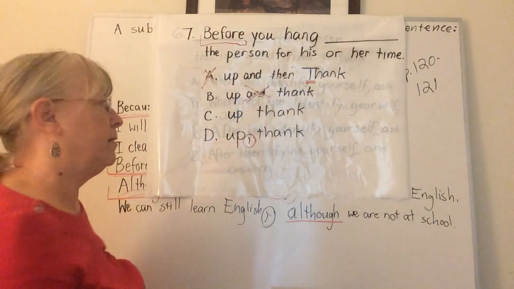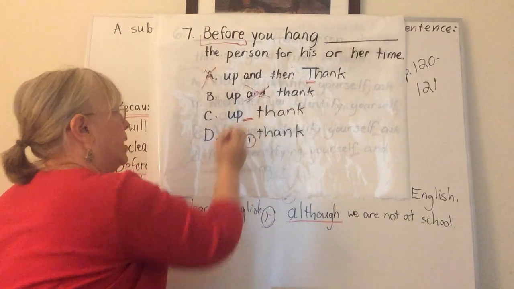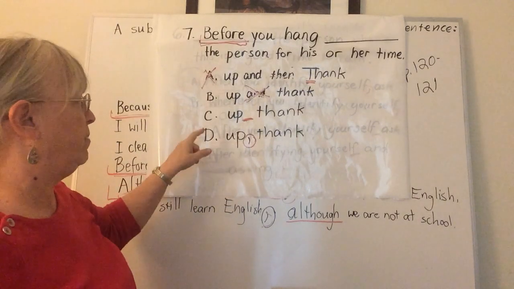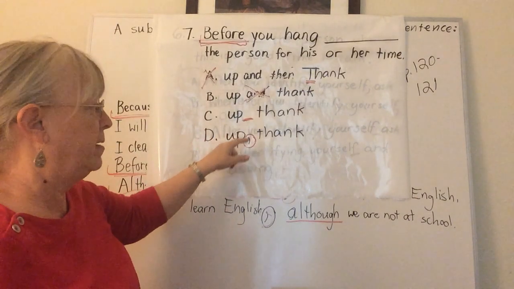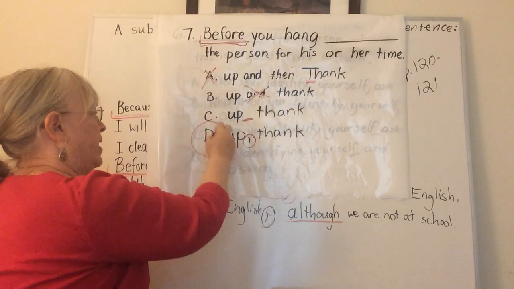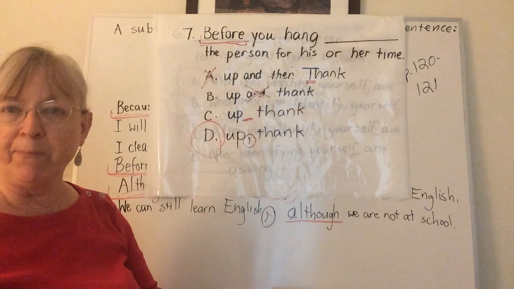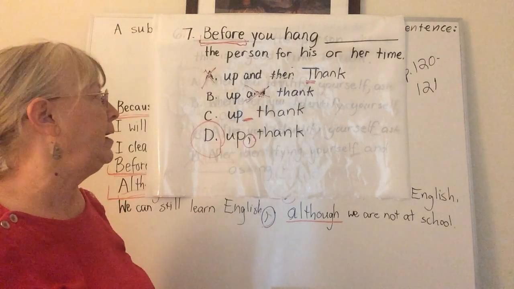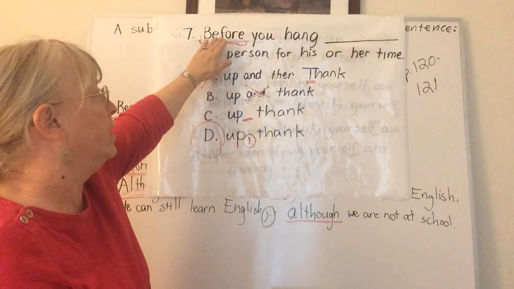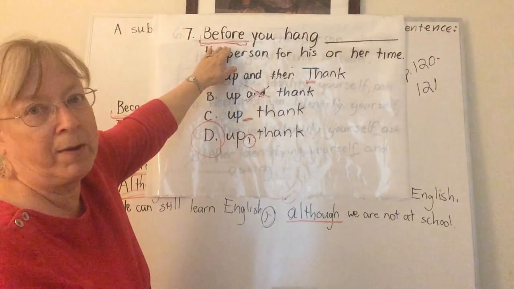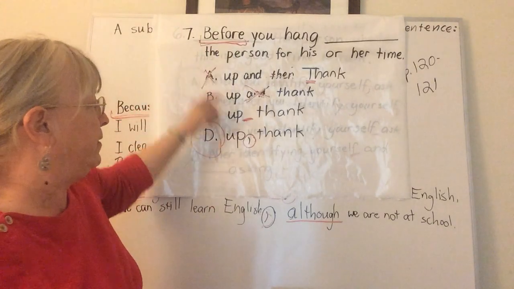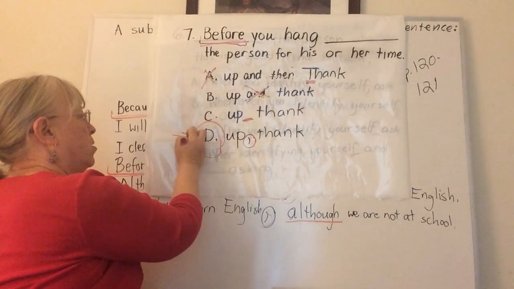That sounds pretty good, but look, no comma. We started with a subordinating conjunction. So here is D. Before you hang up, comma, thank the person for his or her time. So D is the right answer. And if you are feeling time pressure, if you are in a hurry, you could just know that this sentence is two clauses. It started with a subordinating conjunction, so you have to have a comma. This is the only answer with a comma.